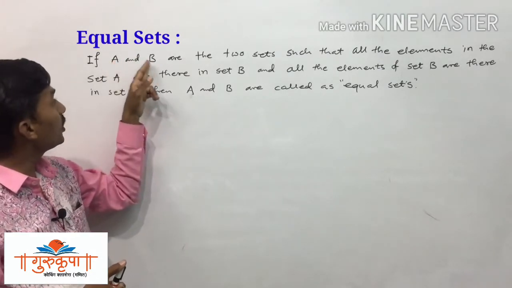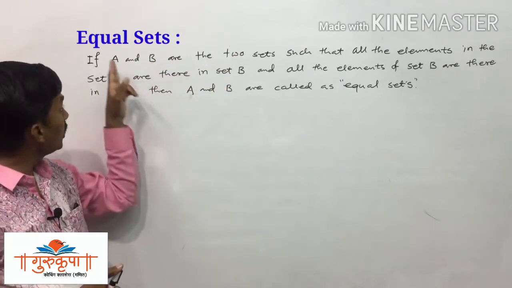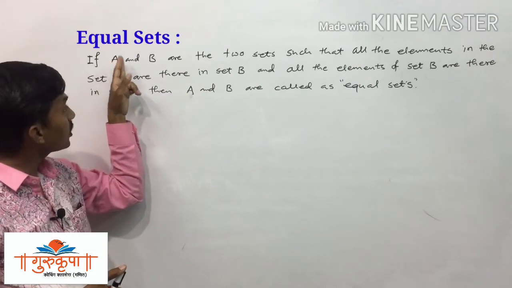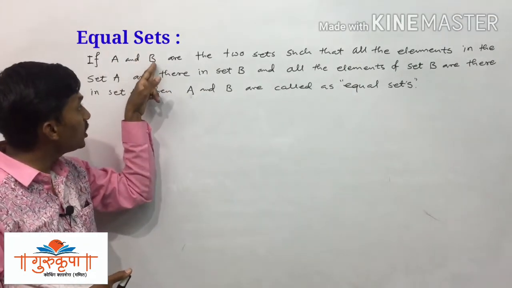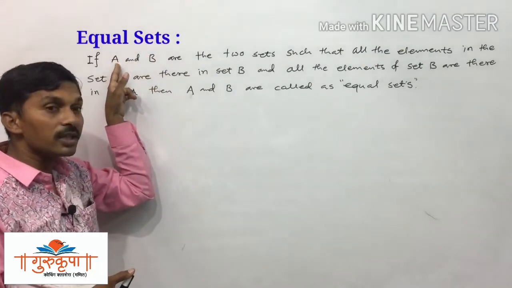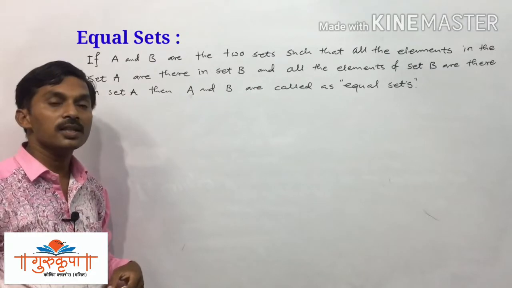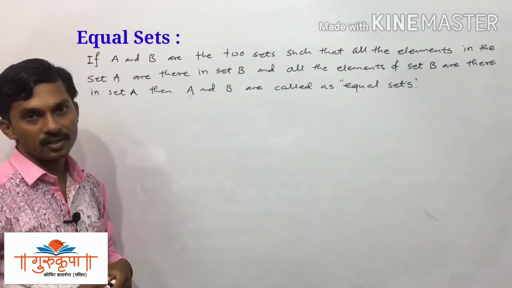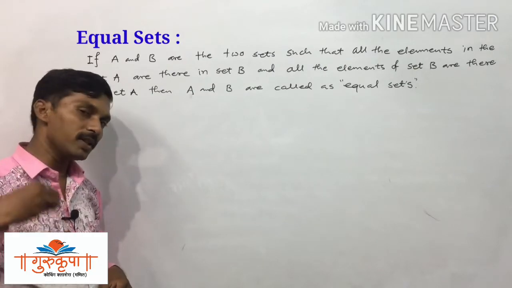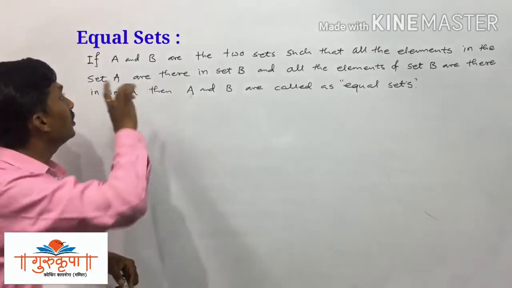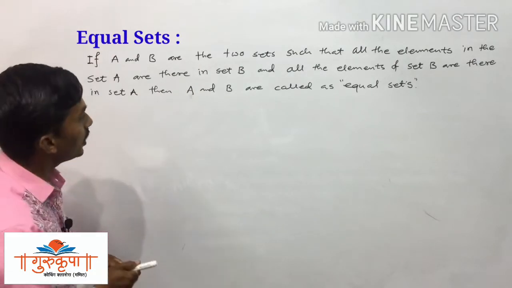If P and Q are two sets such that all the elements in the set P are there in the set Q, and all the elements in the set Q are there in the set P, then P and Q are called equal sets. It is too easy. If both the sets have the same elements, then these two sets are said to be equal sets. We will take one example here.